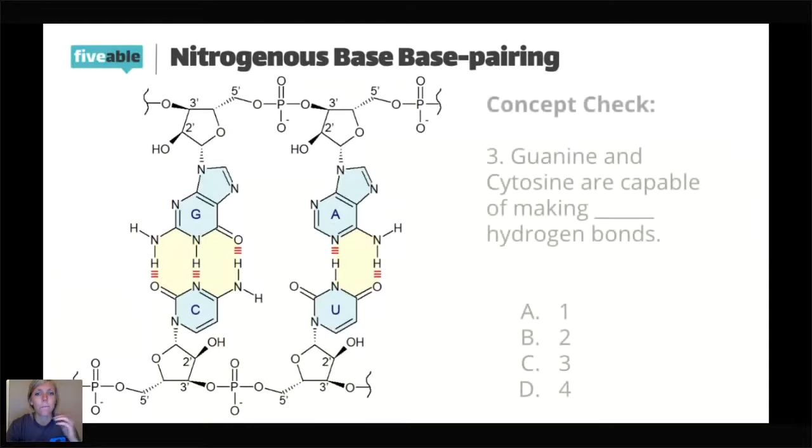Okay, so go ahead, take a look. Guanine and cytosine are capable of making how many hydrogen bonds? This is why they bond together. So go ahead and type the answer in. A, 1, B, 2, C, 3, or D, 4. So if you're looking at the diagram, we have G and C, we have A and U, but the question is asking about G and C. Why are they making that many bonds? Or how many bonds are they making? How many hydrogen bonds?